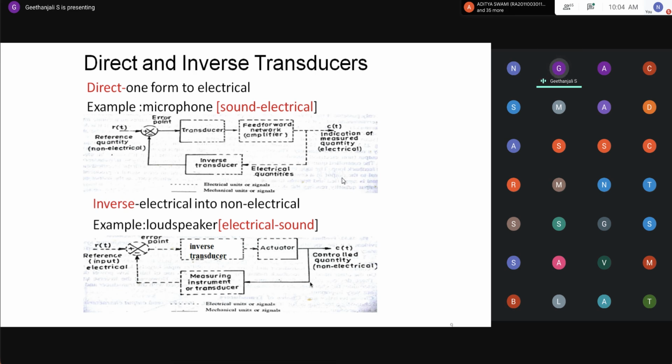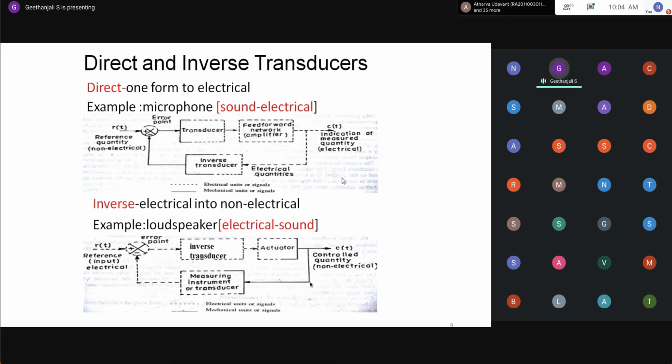So the input is the RFT, then the output will be the CFT. That is the indication of the measured quantity, that is electrical. The input is non-electrical. What is non-electrical? Sound. It is converted into the indication of the measured quantity, so that is electrical. The sound you can't measure, but at the output we are converting that into electrical. It is a measurable one.